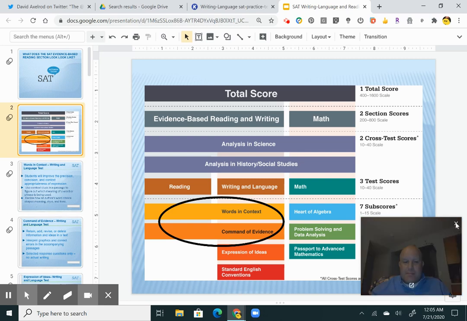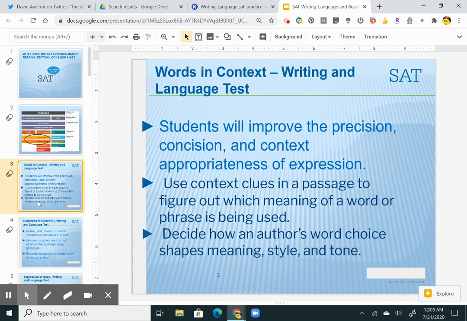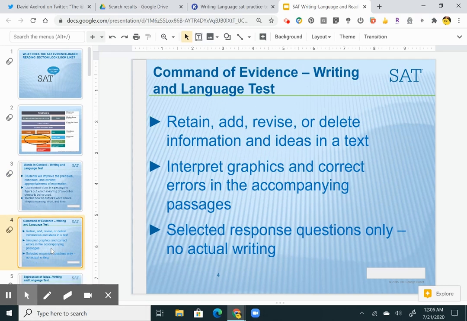So I'm going to cut myself out here because I want to focus on what's going on on the slides. In the writing and language test: precision, concise writing, context, appropriateness of expression, looking at how the expression is appropriate, and using context clues to figure out how the meaning of a word or phrase is being used. Decide on the author's word choice. These are some of the skills you're going to get tested on. The other thing is command of evidence: retaining, adding, revising, deleting information and ideas, and interpreting graphics. Occasionally you'll have to interpret graphics.